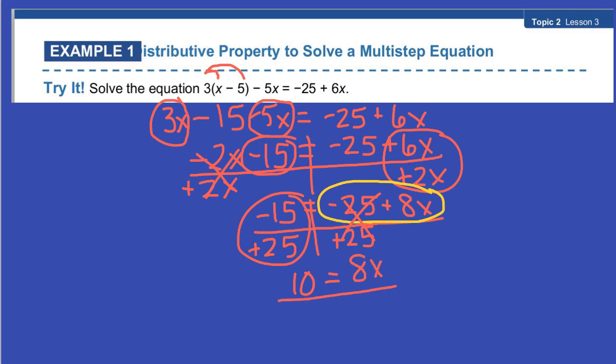Our last step is to isolate my variable. Right now it's multiplied by the number 8. So I'm going to divide by 8. And x will be 10 over 8. We can call that 5 over 4, or you could change it into a decimal if you would prefer.